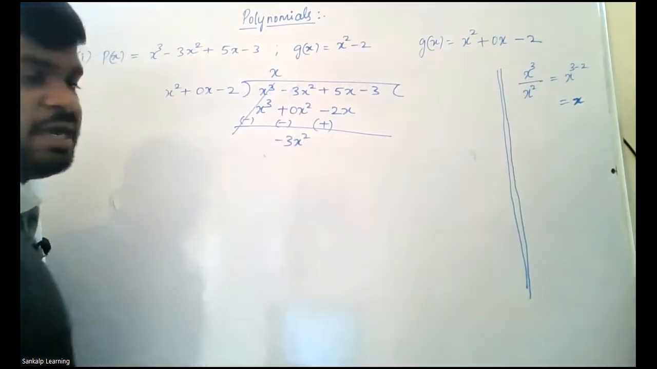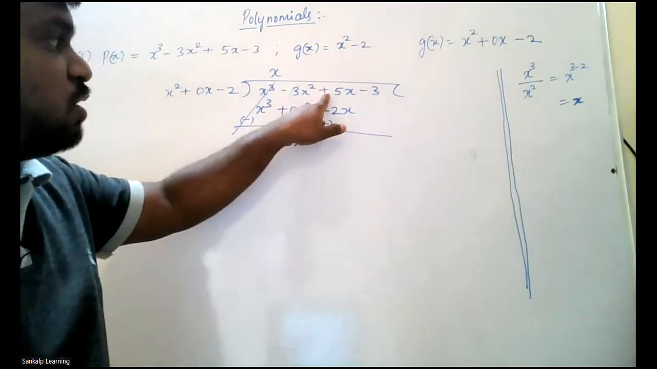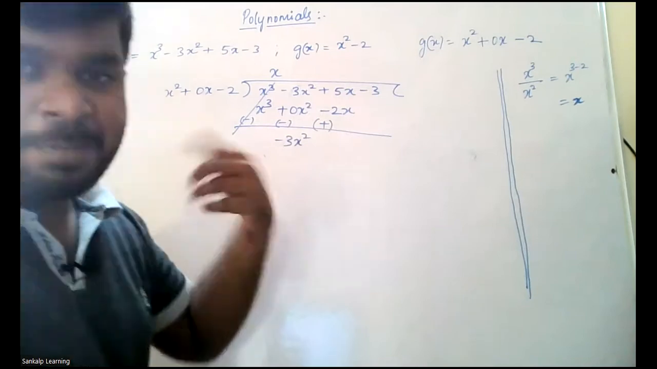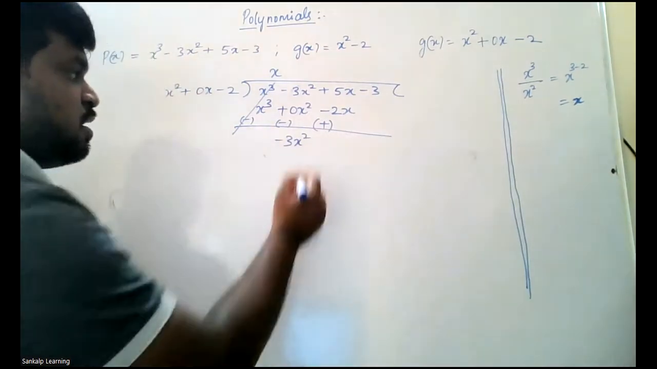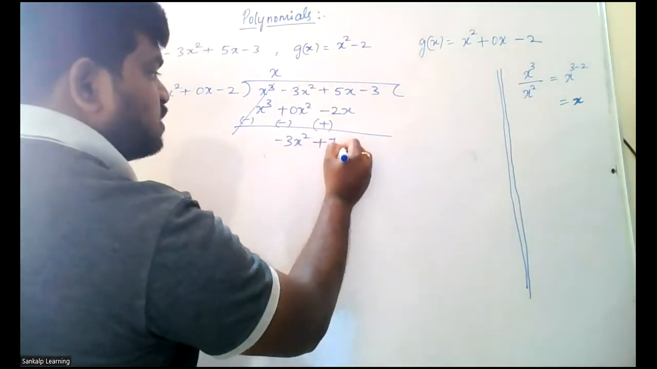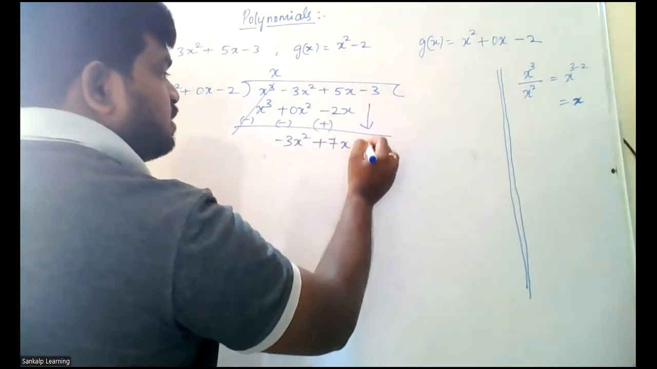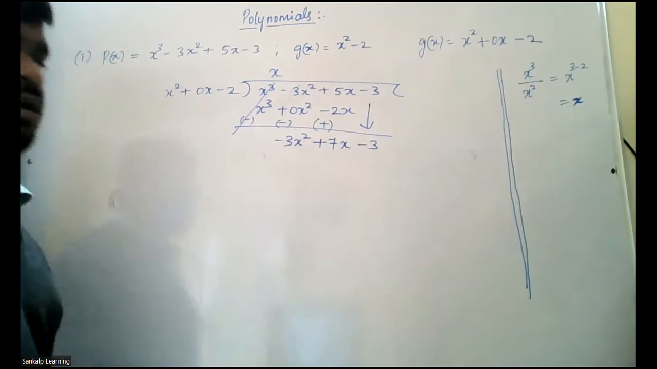So minus 3x squared. Here you got positive 5x. You have to observe the new sign: positive 2x plus 5x gives you plus 7x. Both the signs are same, so we have to add it. That's what I have done. Get this minus 3. Okay.